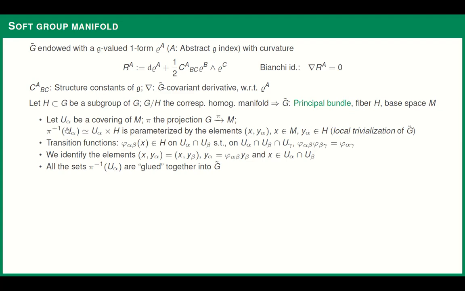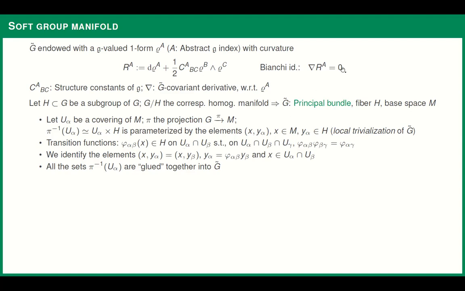And so yes, we introduce a covering of the basic space, the projection, and the transition functions as usual, identifying the elements in this way, and this means that all the sets phi minus 1 of U are grouped together into G tilde, the soft group manifold, in such a way that M is the group manifold or the soft group manifold?